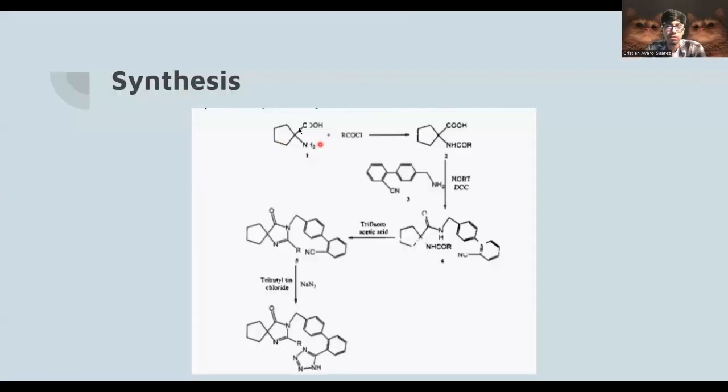Synthesis of Aprovel consists of four major parts. First, the reaction of the acid chloride using the amine forms the amide in this portion. Then the aminoethyl molecule here reacts and attaches itself, and this attachment then reacts with trifluoroacetic acid to form a ring under this first carbonyl. Finally, using sodium azide and tributyltin chloride, it forms a tetrazole at this bottom portion, in the cyanide portion of the molecule.